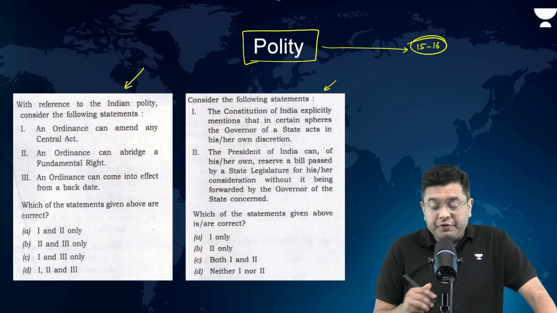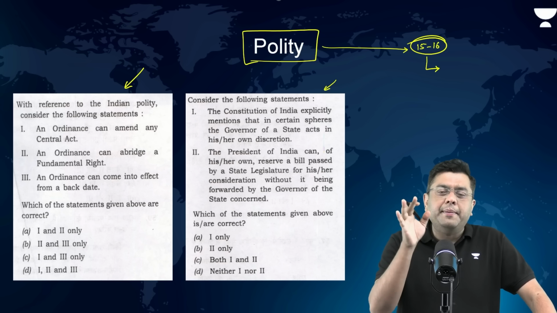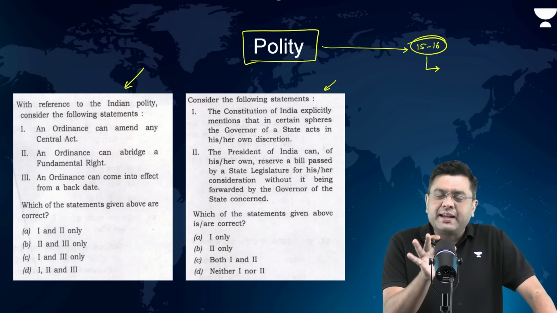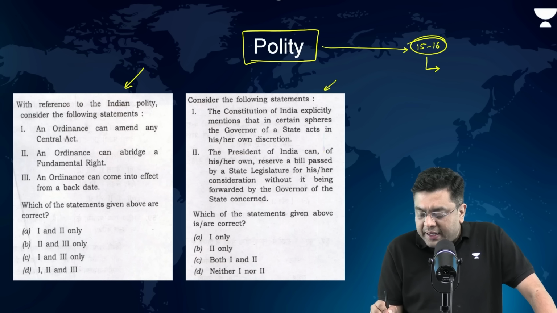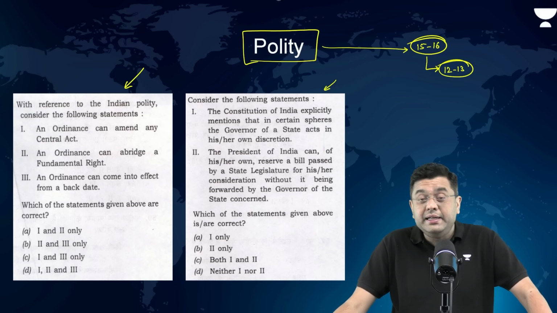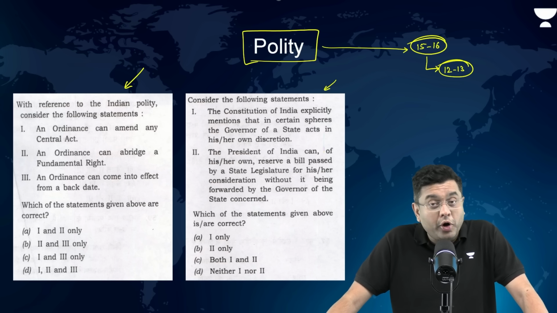So, out of this 15 to 16, if you have read Lakshmikant, I'm not even talking about other books like Subhash Kashyap, Didi Basu, and so on. Basic class notes or Lakshmikant, if you would have read, you could get again 12 to 13 out of the 16 correct. This is a high yielding area, that is polity. Your competition will not get polity wrong.